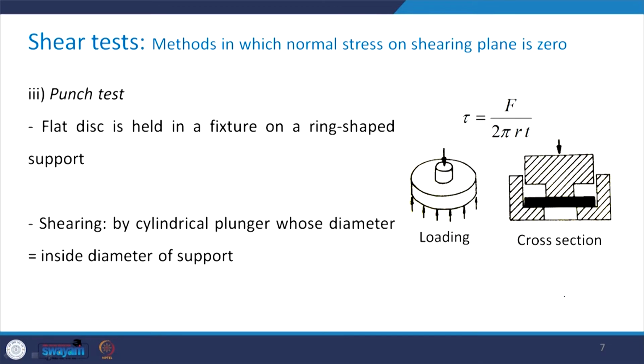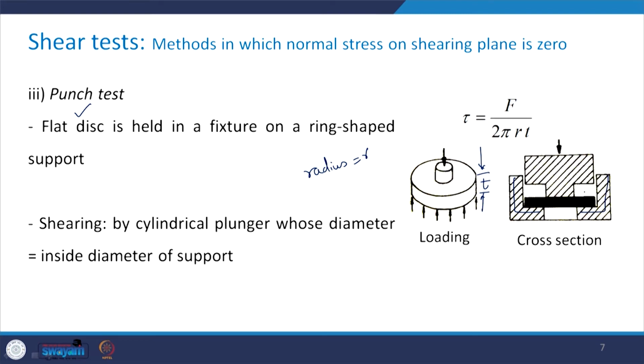Next category of the test is the punch test. In this case, you need to have the specimen in the form of a flat disc which has a thickness of T and the radius R. And this is fixed on a ring shaped support. You can see here that this is what is your support.